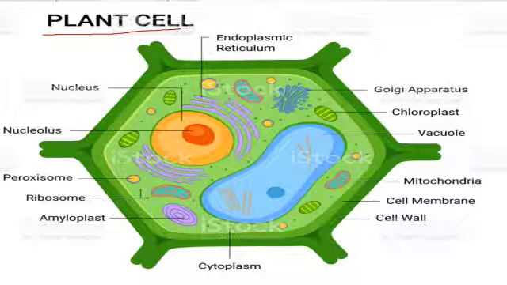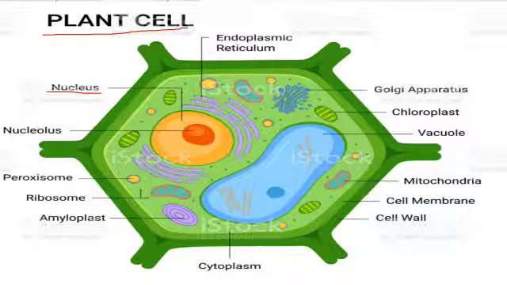So here we will discuss one by one what's the difference between the plant cell and the animal cell, and what is the same between the plant cell and the animal cell. And here we discuss one by one the organelles of the cells. So the first organelle in the plant cell is the nucleus.